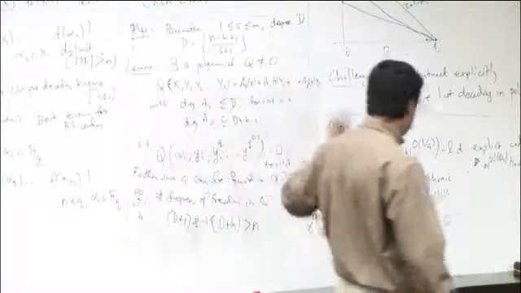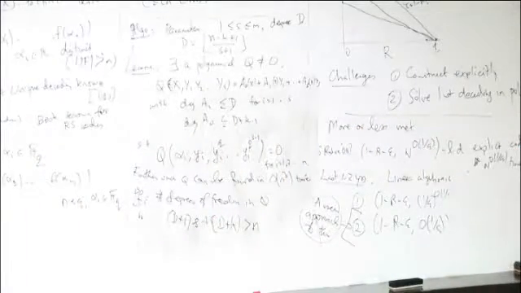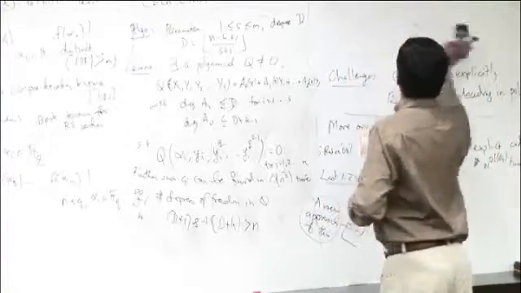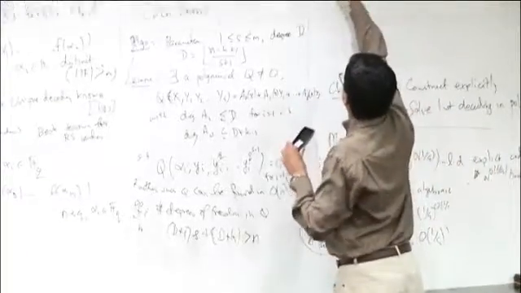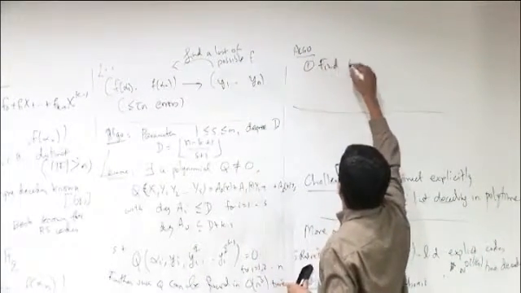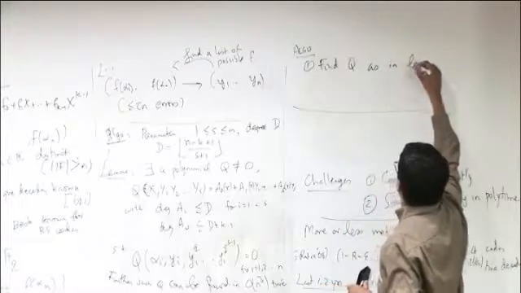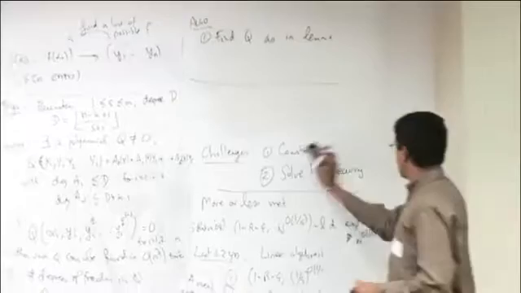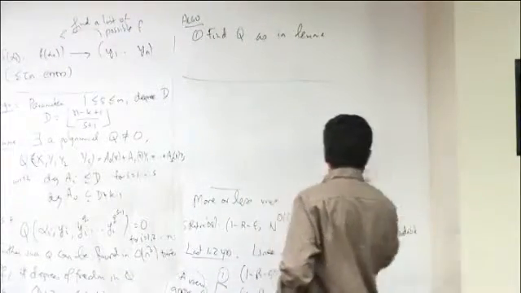So the algorithm, that will be the first step. So this is the algorithm. Let me leave it here. First step: find Q as in the lemma. Any such Q will be fine. At least one exists and you find it. That's very good.